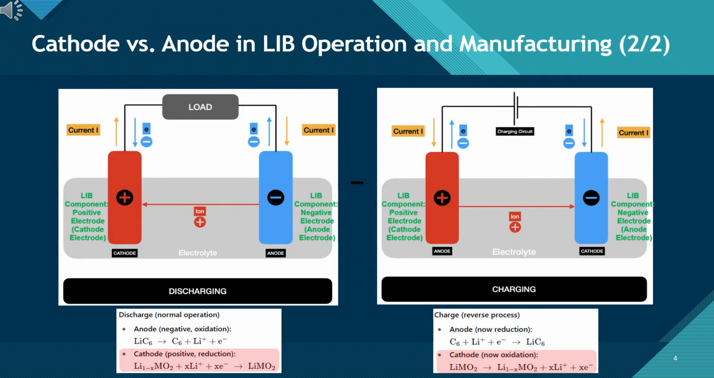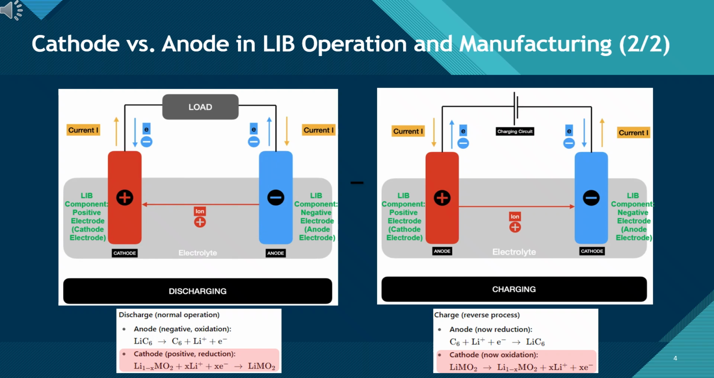Cathode versus anode in LIB operation and manufacturing. This slide shows the complete picture of how lithium-ion batteries work, both during discharging and charging, and how the same electrodes appear to switch roles, even though their names in manufacturing stay fixed. Let's start with the discharge process on the left.